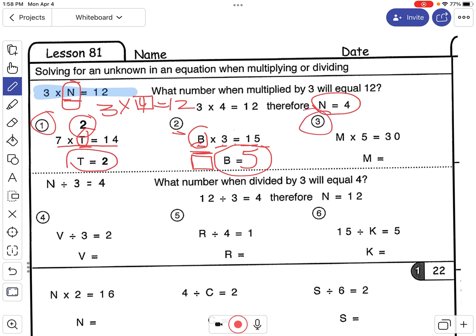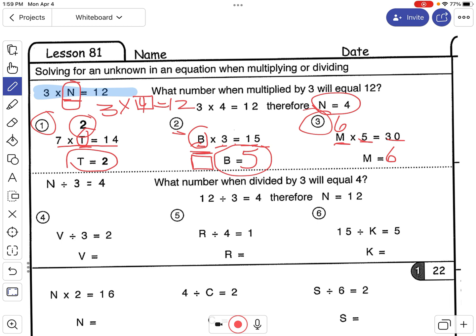Okay, pause the video now and do number 3. So you should have already done number 3, and you're trying to find what number goes in the place of m. Well, 6 would go there because 6 times 5 is equal to 30.